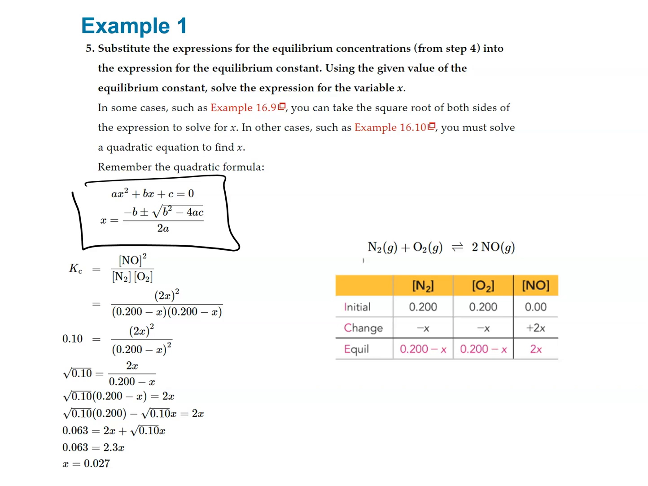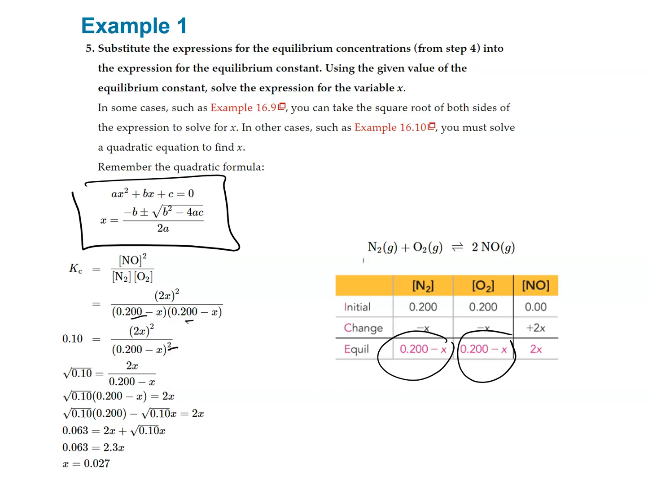This is a given. However, for scenarios like this particular one, note that the equilibrium expression for K is NO squared over nitrogen's concentration times oxygen's concentration. Because the expressions for both the nitrogen and the oxygen are the same, when we plug them in here, we can combine them as a square also. So we have 2x squared over 0.2 minus x squared equals our equilibrium expression of 0.1.